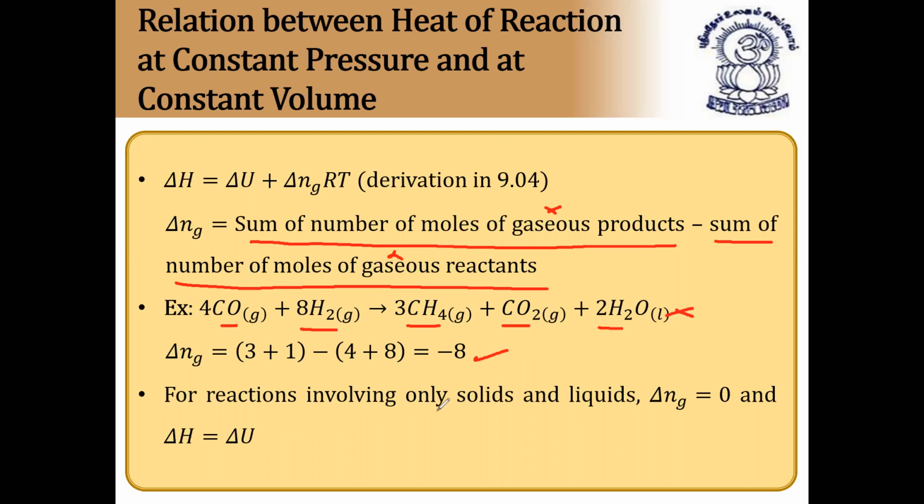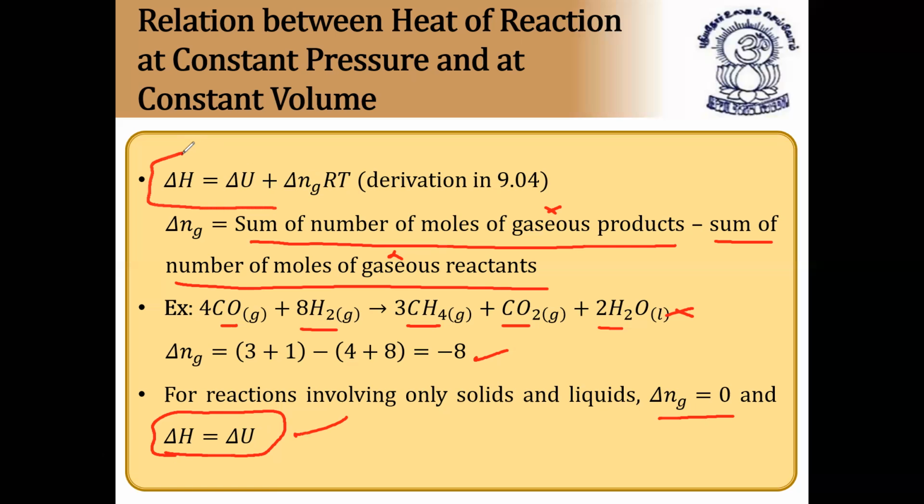So for any reaction involving only solids and liquids, delta Ng is equal to 0, and therefore delta H is equal to delta U in that case. You should not have even one gas. So for reactions involving only solids and liquids, delta Ng is equal to 0. I hope it is clear. Therefore, since delta Ng is equal to 0, delta Ng RT becomes 0, so delta H is equal to delta U. I hope it's clear. So this equation is very, very important.